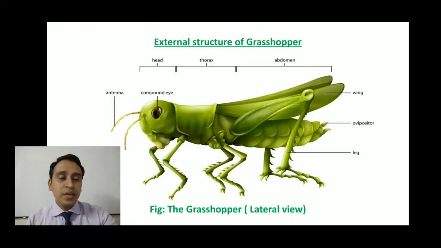And the body, you can see here, the body is divided into 3 regions: head, thorax and abdomen. And head bears the compound eyes, a pair of antennae and mouth parts. And the thorax bears 3 pairs of legs and 2 pairs of wings. And the abdomen bears spiracles and reproductive organs.